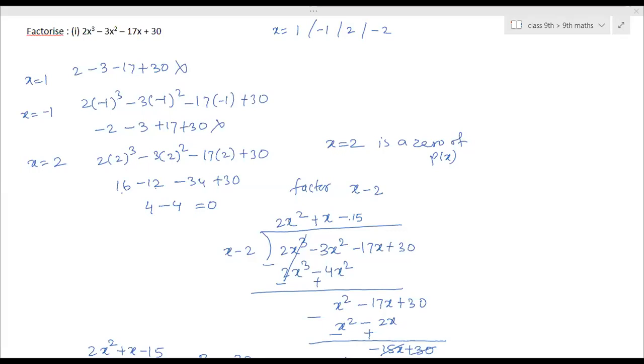Ma'am, I wrote there is no x square. No, you have to write it as 0. If the x square term is not there, that means the coefficient will be 0 in that case. Okay, yes, ma'am. Thank you.